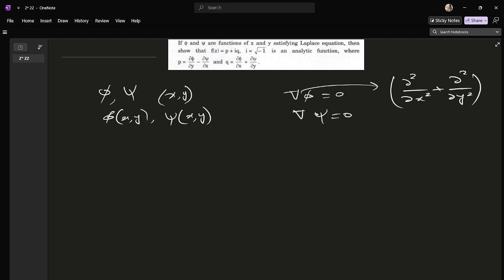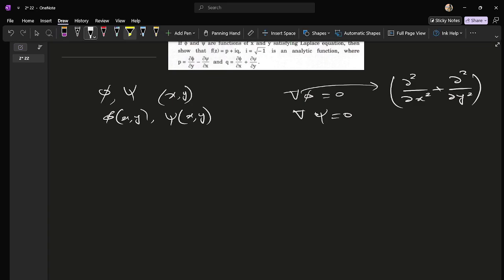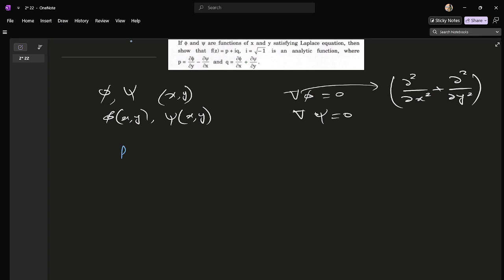How can we proceed with it? Firstly, we have to recall the Laplace equation, which I have done here. Now we have to check the analyticity of our f of z. For f of z equals p plus iq to be analytic, p and q must satisfy the CR equation, the Cauchy-Riemann equation, you know.